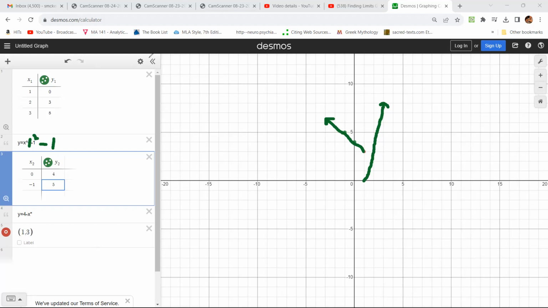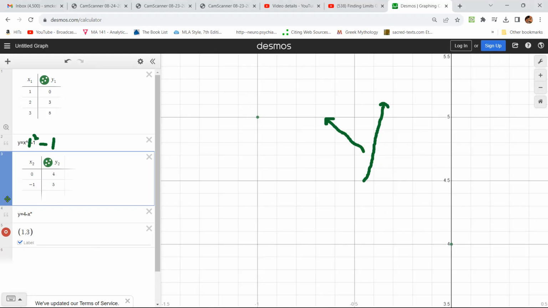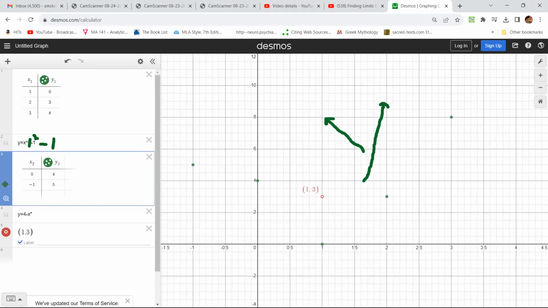So let me choose the mouse and let me label this. Let me go up here. So this is where your labels are. Oops, no, I don't want to zoom. I want to zoom out. Let me see where I'm at. There we go. There's my points. Okay, so this is where this is.